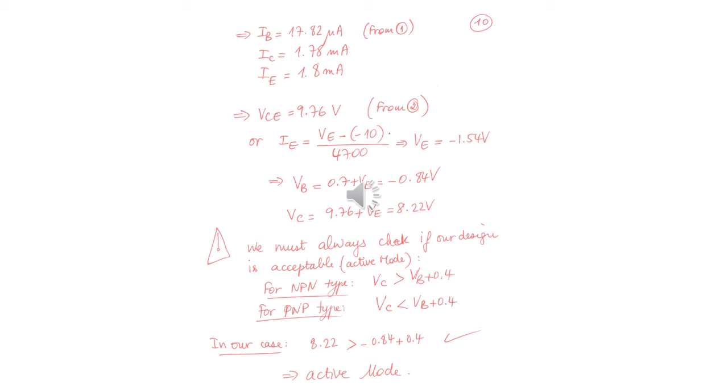As we said, anytime you find values, you have to check whether you are in active mode or not. For an NPN type, you have to have VC higher than VB plus 0.4. So in our case, VC is much bigger than VB plus 0.4. So we are in active mode. We are not in saturation. We are neither in saturation nor in the blocking region. It's good.